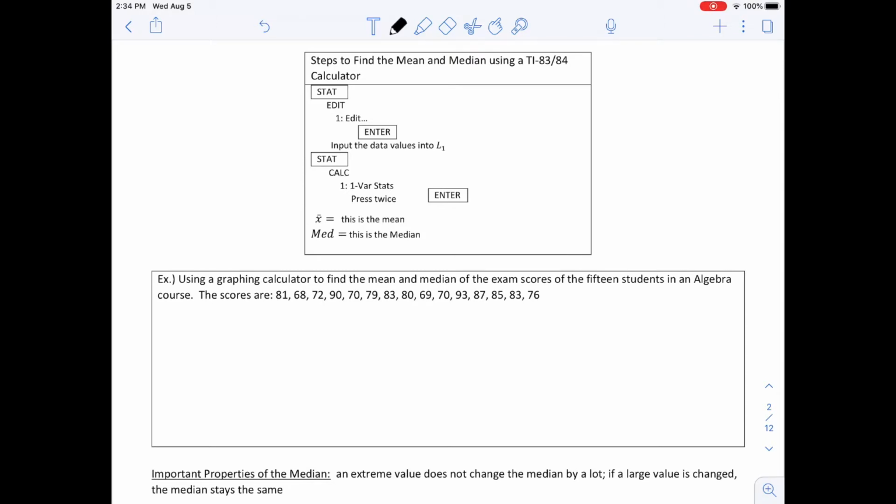So in order to calculate the mean and the median using a calculator, we're going to go to Stat, Edit, Enter. You're going to input your data into L1, and then you're going to go to Stat, Calc, go to 1-Var Stats, and press Enter twice. These boxes that are around these words are the buttons that are represented on your calculator. And X bar is going to be the mean. That's going to be for the population and for the sample, depending on what kind of data you're dealing with. And MED is what the calculator uses to represent median.